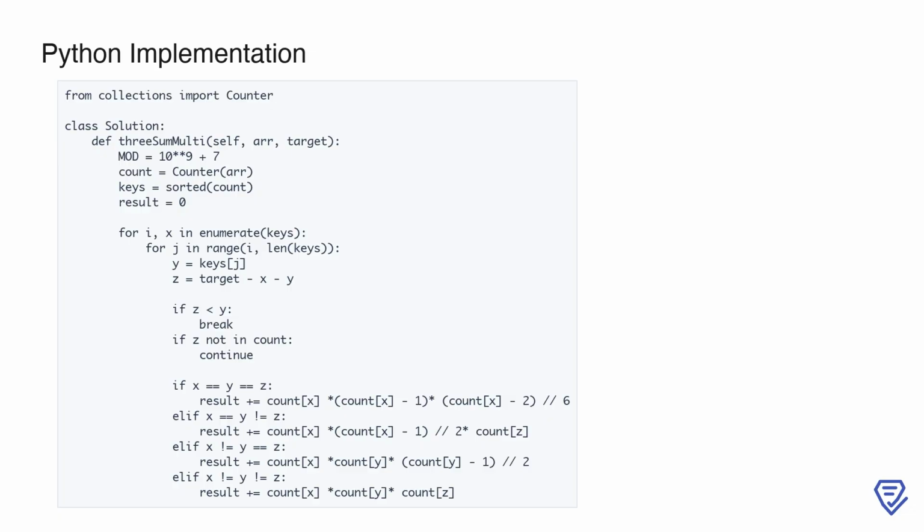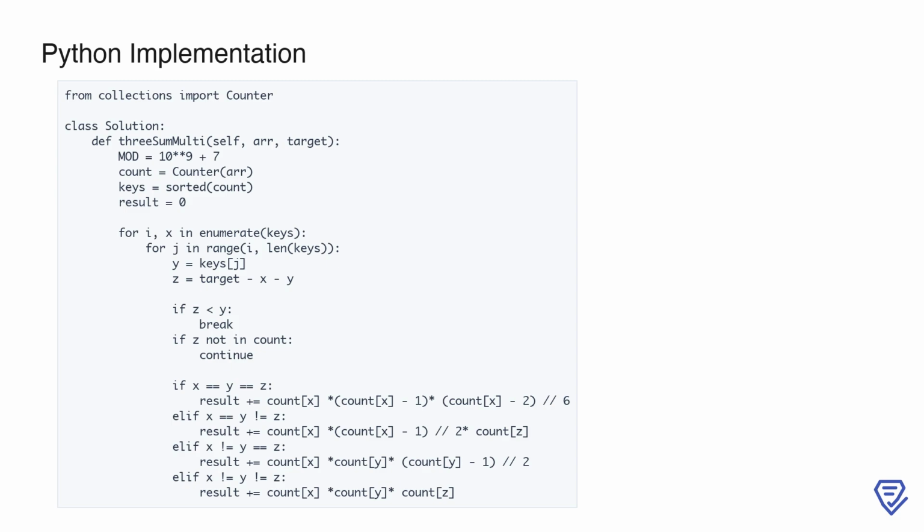Next, we create a Counter object to count the occurrences of each number in the array and extract the sorted keys from this counter, which represent the unique numbers in ascending order. We also initialize the result variable to 0, which will store the final count of valid triplets.